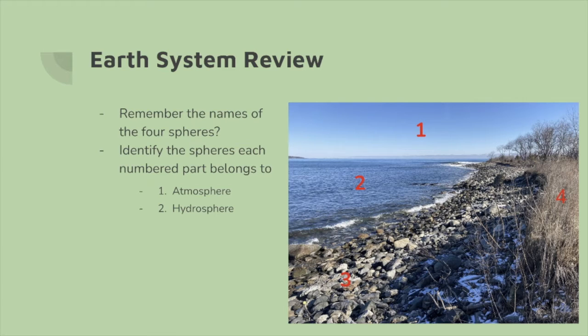Number 3 is in the bottom left corner of the image. It is where all of the rocks are on that shore, and that is the geosphere. And finally, we have number 4 over there on the right, and that's on the plants and trees that in the summer would look a little more green, but they are still parts of the biosphere. So those are all of the spheres we went over last week, and we hope that this helps you to remember some of those spheres, and we're going to come back to these throughout our season with you all.